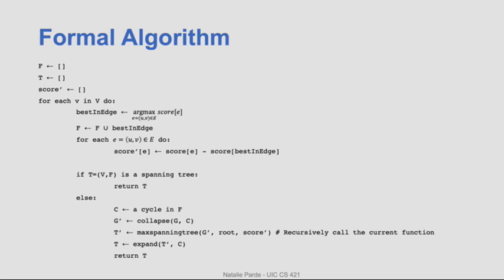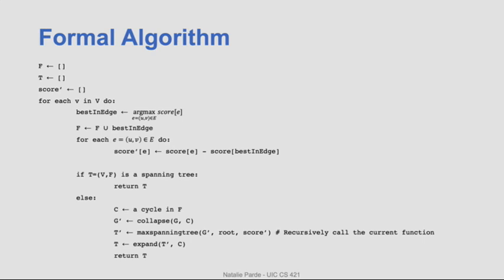Here's the formal algorithm for finding a maximum spanning tree. We initialize our subgraph T and its edges F to empty lists, and we also initialize our list of relative scores to an empty list. Then we start looping through each vertex in our full graph. For a given vertex, we find the best incoming edge as the incoming edge with the highest score and add that edge to our list F.